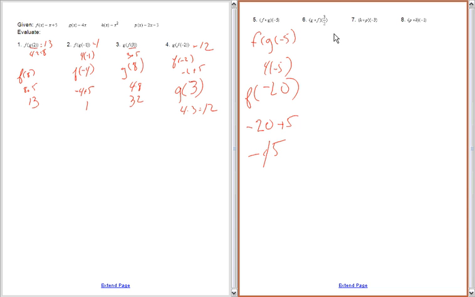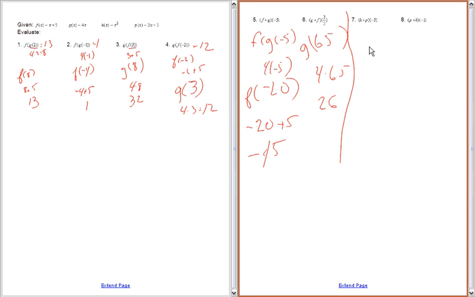I continue onwards, and you can see, just be careful of your functions. F of 3 halves, well, that's 3 halves plus 5, which is just 6.5, and I need g of 6.5, so that's 4 times 6.5, which is going to be 26.